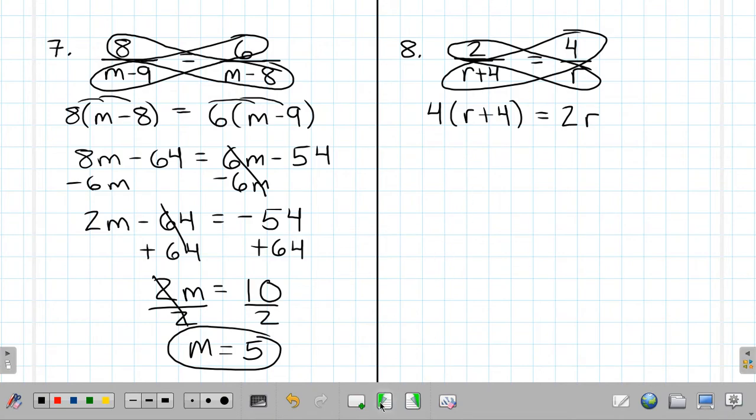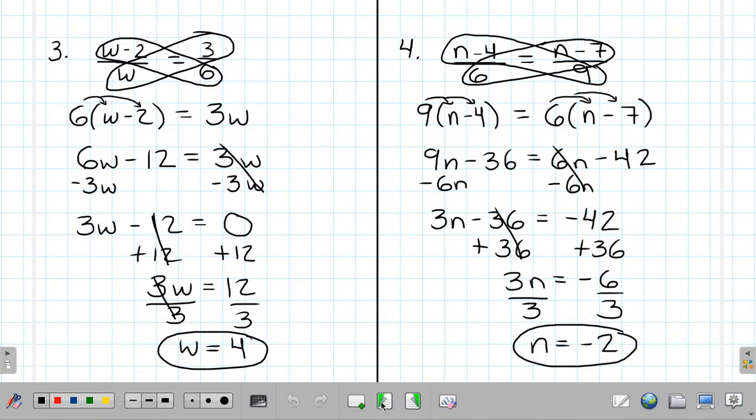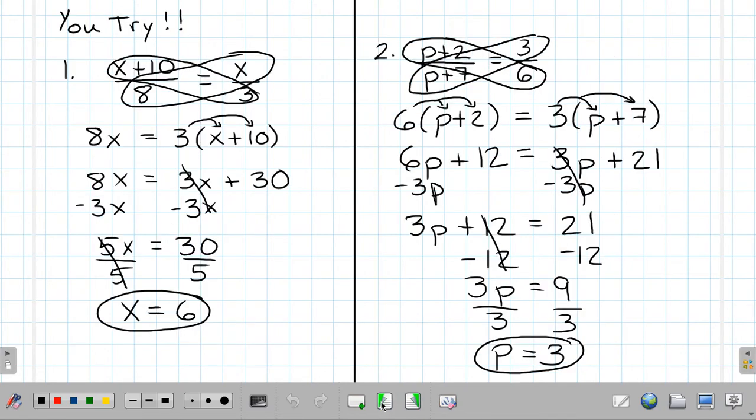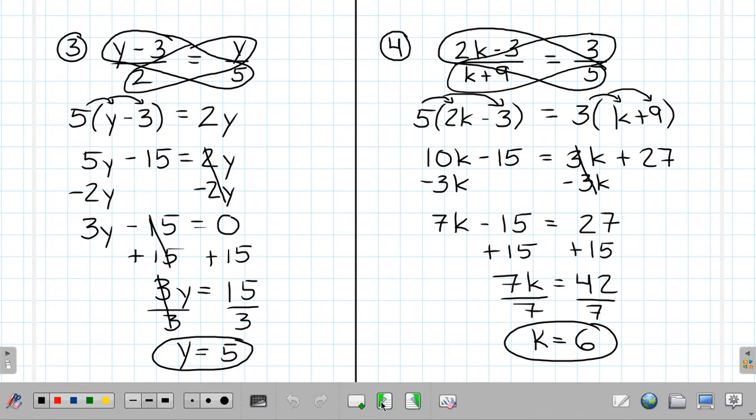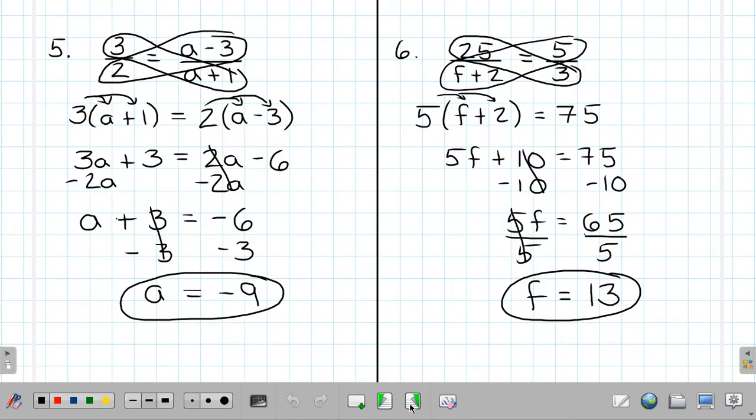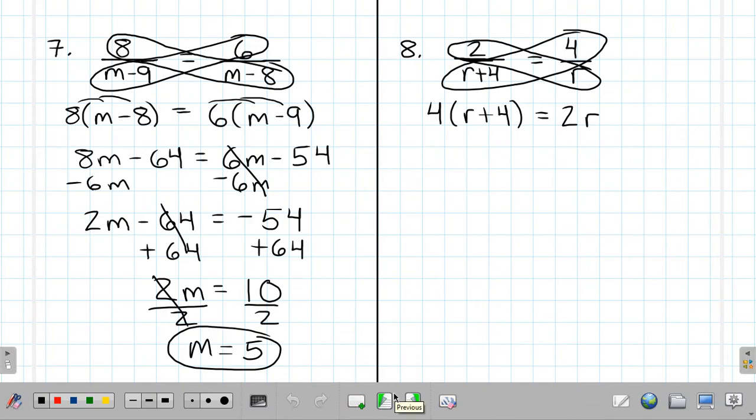So same kind of thing here as we had in number 3, technically like we had in number 1. We got in example 3. So we've seen this over and over and over again, just the numbers change a bit. So we're going to distribute the 4.